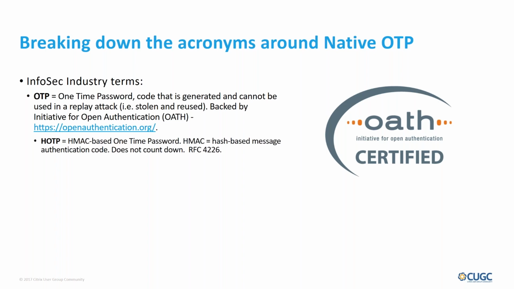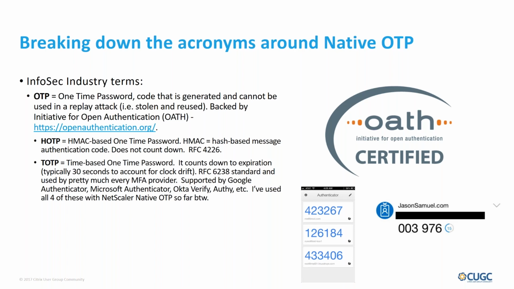Now, OTP itself actually has 2 different methods. There's the first method, which is HOTP, which is HMAC-based one-time password. This is basically just a code that's generated on the fly, but it doesn't actually count down, and this is RFC 4226. The more common one, and the one that we're talking about here today, is called time-based one-time password, TOTP. It's the same thing.